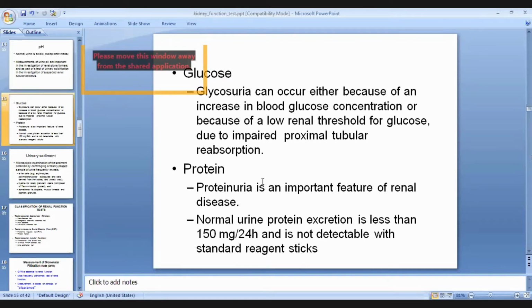So when protein is excreted beyond such a level in the urine, it gives an idea of certain abnormality in kidney function. Proteinuria is a very important feature of renal disease. It gives a great deal of information for assessing renal diseases, by measuring the protein level in the urine.